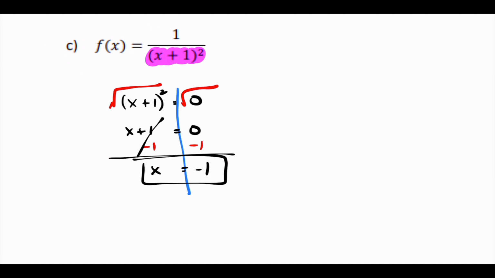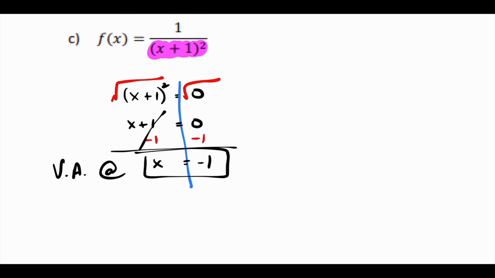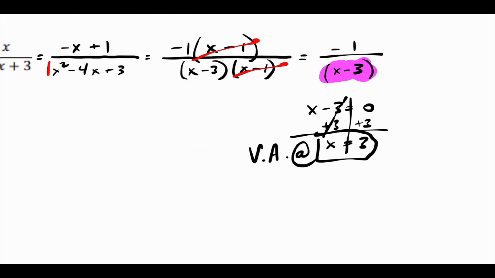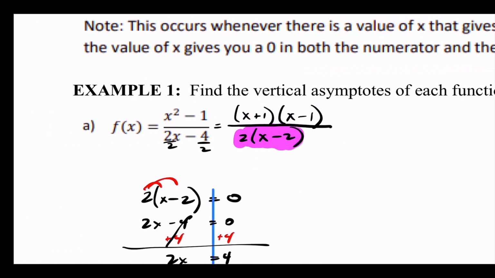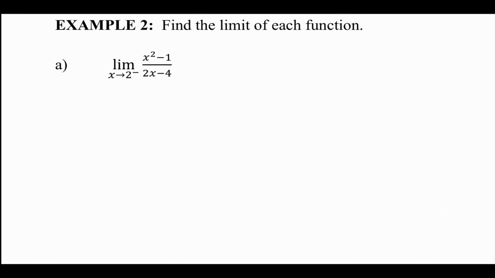So if I plug in -1 to the bottom, would I get 0 on the bottom? If I plug in -1 to the pink stuff, would it give me 0 on the bottom? Yeah. Vertical asymptote at x equals -1. Okay. So again, at those spots, x equals -1, x equals 3, x equals 2. Now we're going to have to find the limits at those spots.